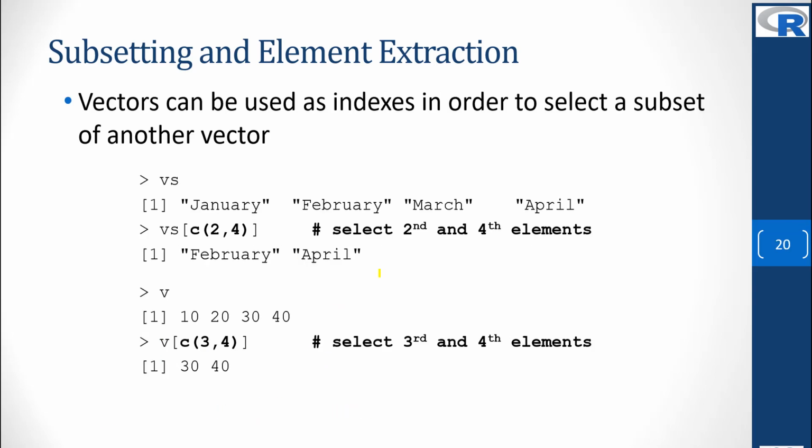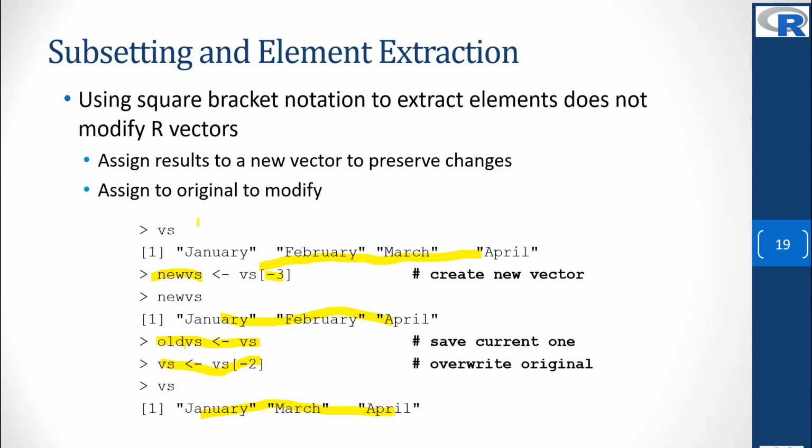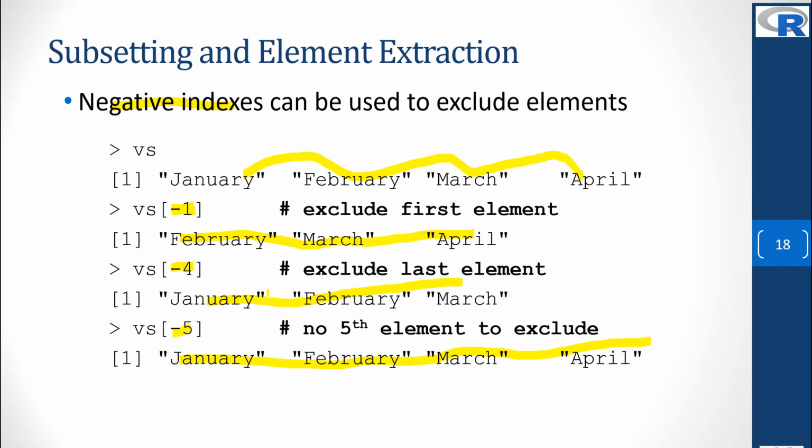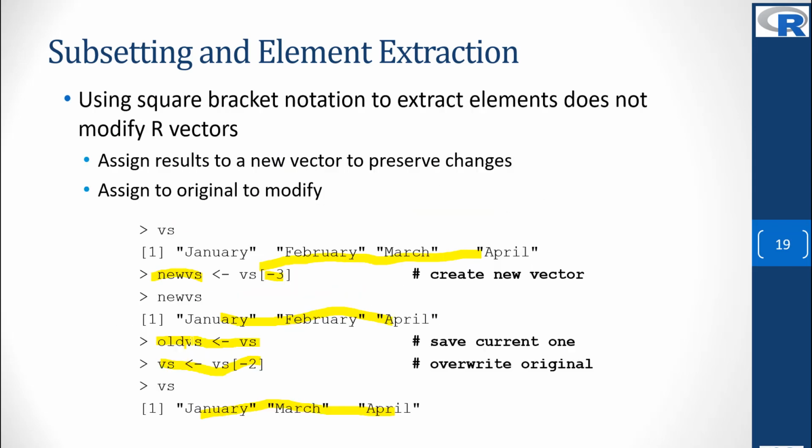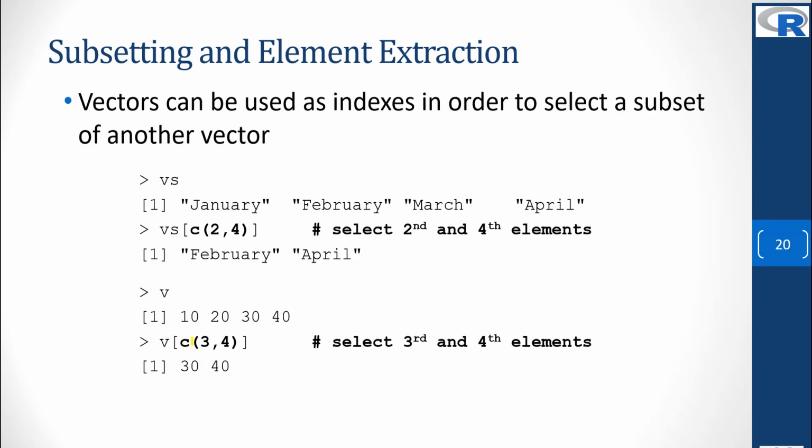We can use vectors as indexes. So in these examples above here, you see I'm using a single value in the square brackets. What happens if we use a vector as an index? Here's our month name array. Now we're specifying as an index a vector consisting of 2 and 4, which means we're going to select the second and fourth elements from that names array. Now it's February and April, the second and fourth element.